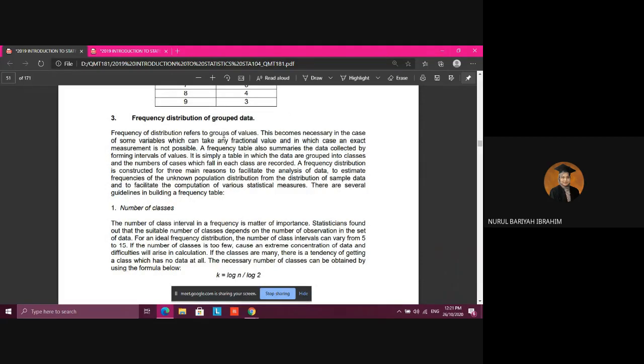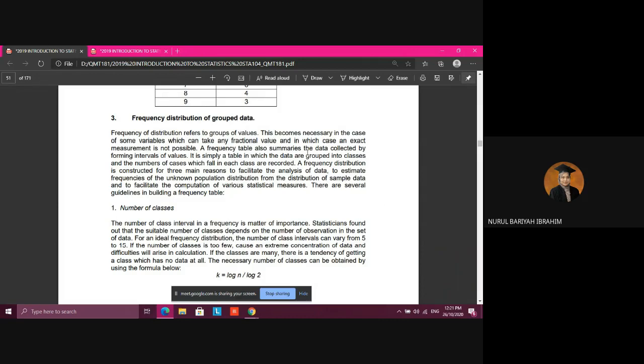Frequency distribution refers to the groups of values. So we will create the classes. This becomes necessary in the case of some variable which can take any fractional values and in which case an exact measurement is not possible. So kita akan groupkan dia.